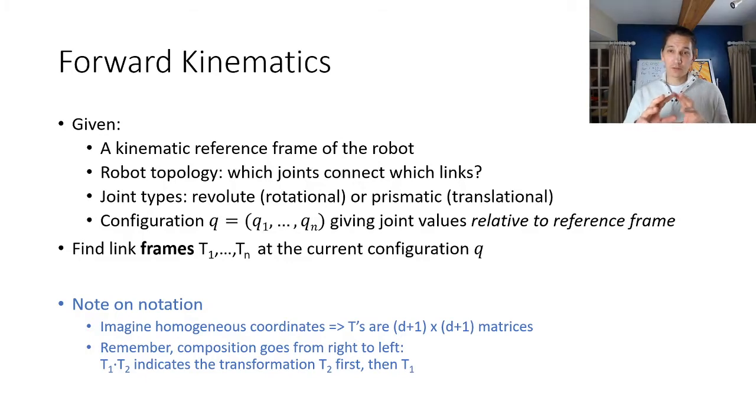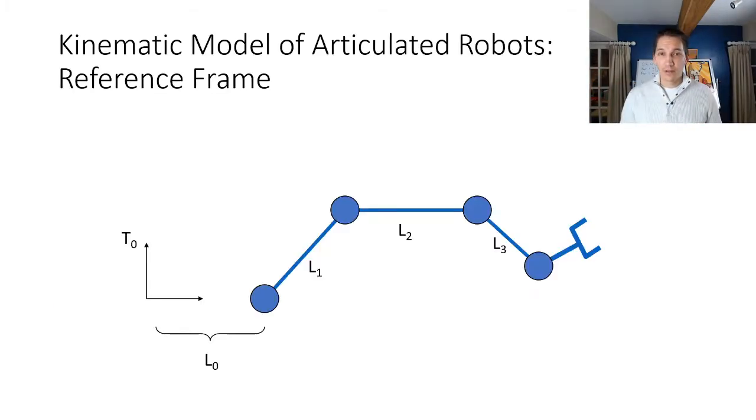So we're going to go through some derivation of how to calculate forward kinematics. A bit of a note on notation is that we are going to imagine that the transforms that we're working with are just going to be homogeneous coordinates so that they're d+1 dimensional square matrices. And you have to also remember that composition is going from the right to the left. So if you think about the sequence of application of the transforms, read the sequence of multiplications from the right to the left. Now with that, let's try to derive how to perform forward kinematics.